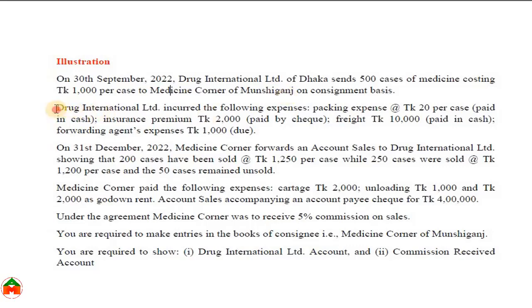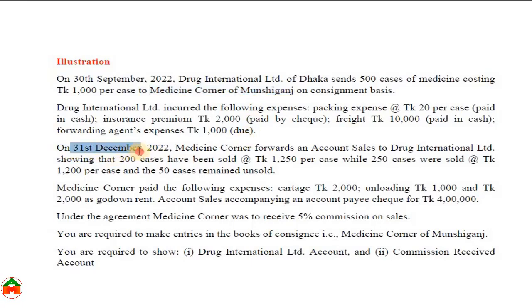However, we can see the consignor here, Drug International Limited, incurred the following expenses: packing expense, insurance expense, freight expense, forwarding agent expense. However, since we are not going to journalize this issue because these are the expenses of the consignor, now we are going to learn about the journal entries for the consignee. I mean the journal entries for the medicine corner, who is the consignee or agent in this illustration.